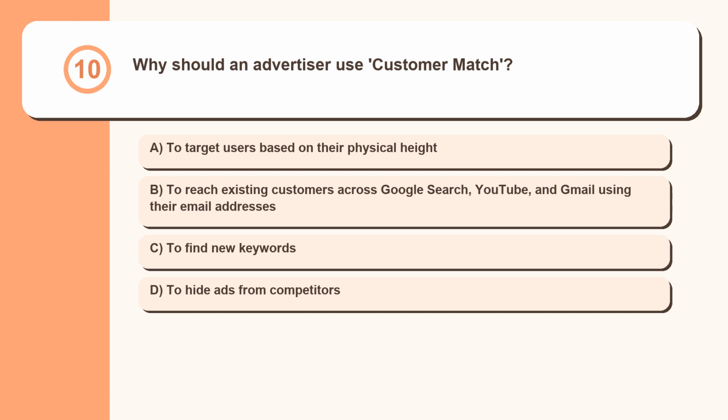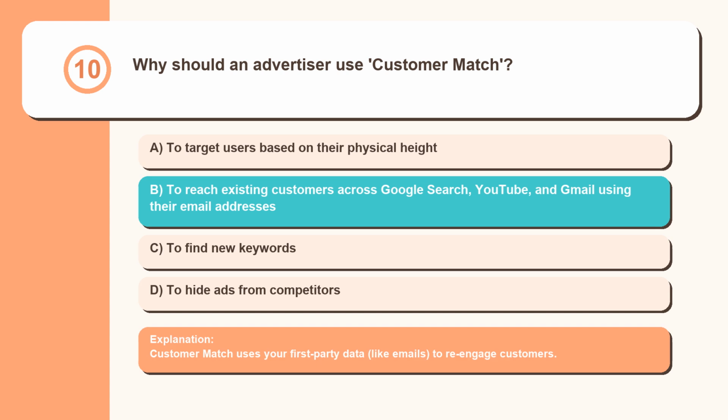Question 10. Why should an advertiser use Customer Match? To target users based on their physical height. To reach existing customers across Google Search, YouTube, and Gmail using their email addresses. To find new keywords. To hide ads from competitors. Customer Match uses your first-party data, like emails, to re-engage customers.